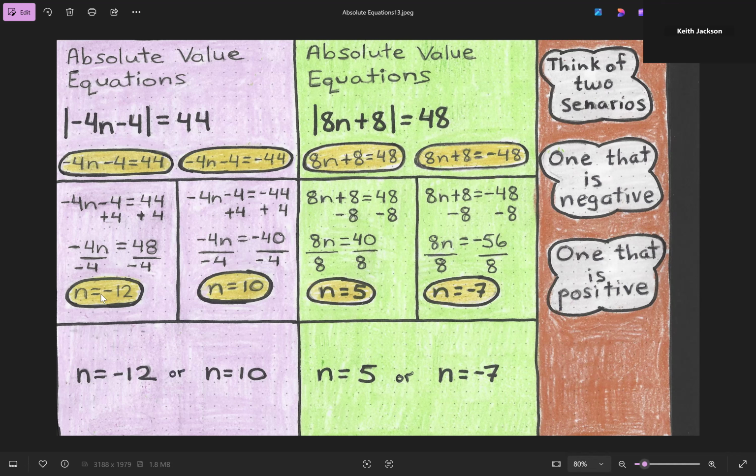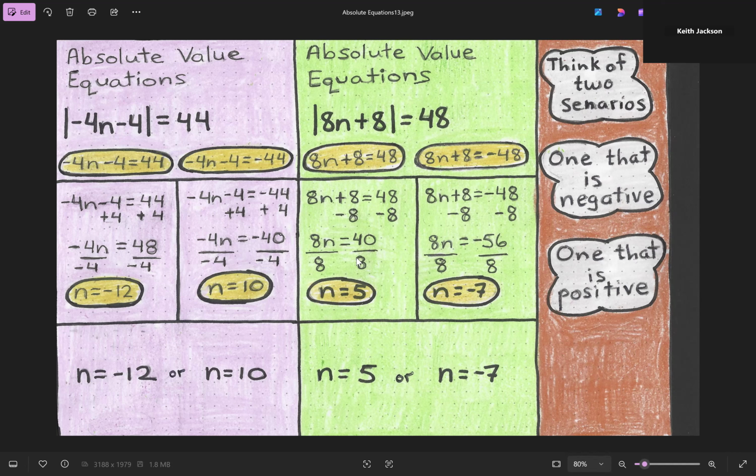So let's just pick one of these solutions just to see if it will work. So let's pick this one. So we have n is equal to a negative 12, right? So let's plug in that negative 12 right here, because see, a negative 4 times a negative 12 will give us a positive 48. 48 minus 4 will give us 44, all right? And so we know that the absolute value of 44 is 44. And if we plug in this positive 10 right here, a negative 4 times a positive 10, well, that will give us a negative 40. And we know that a negative 40 plus a negative 4 will give us a negative 44. And the absolute value of negative 44 is 44.